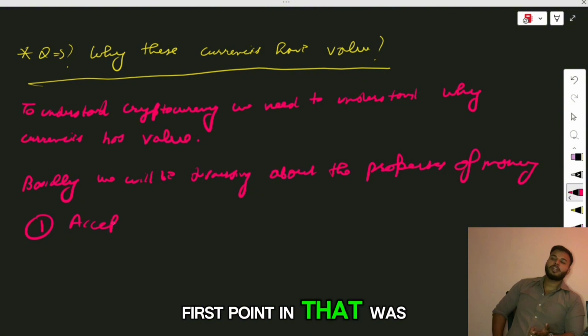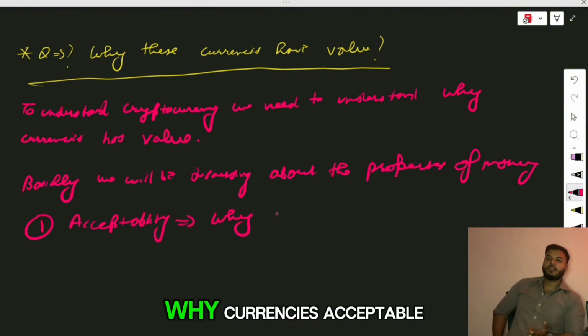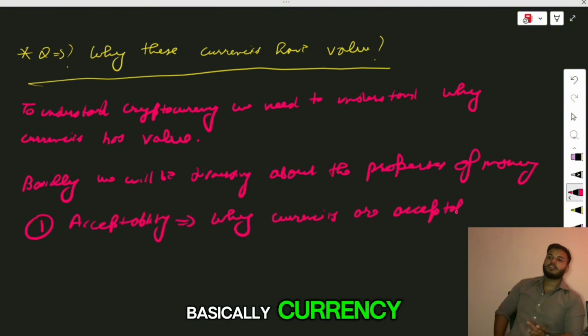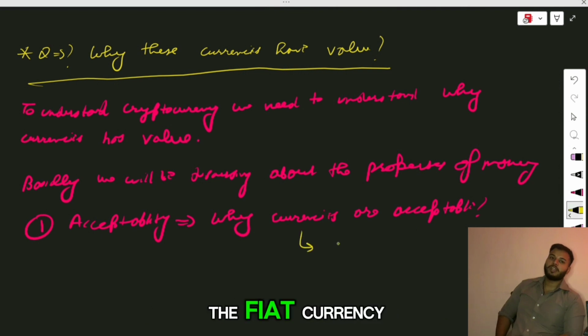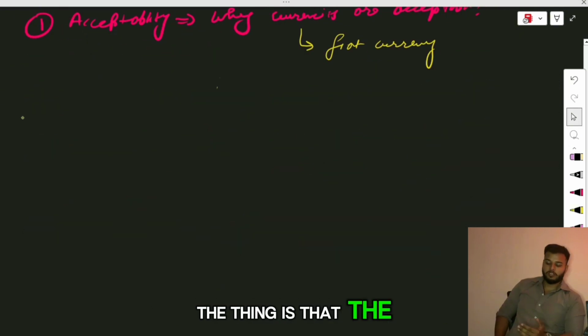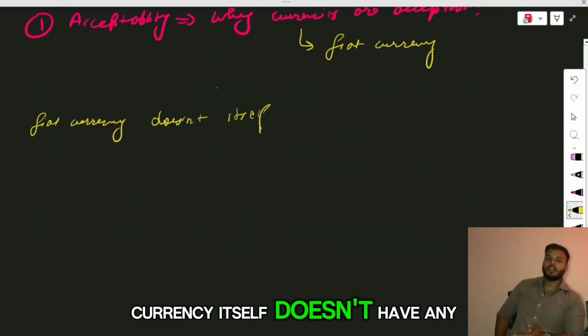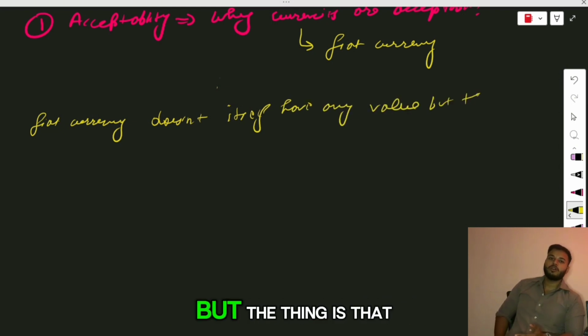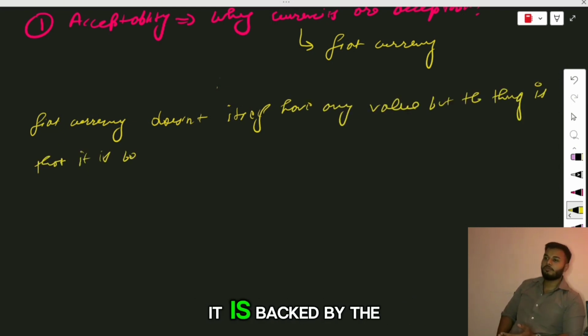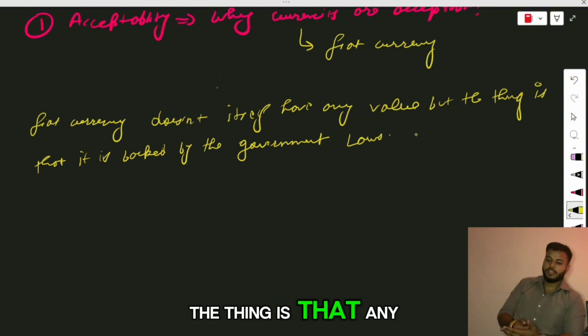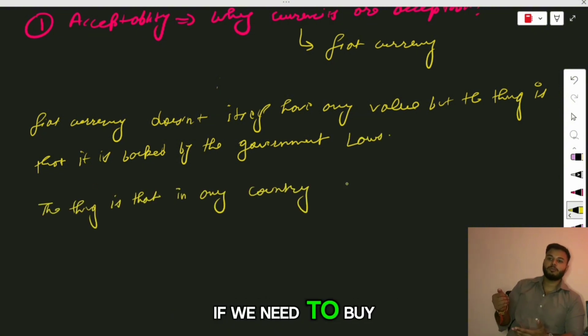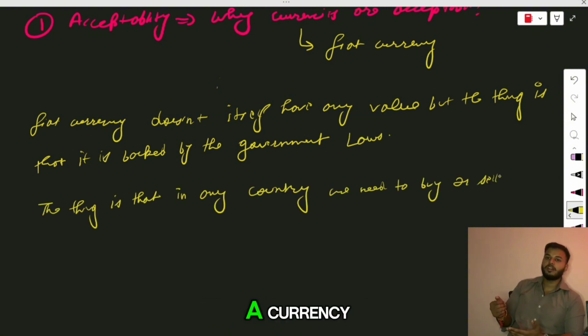The first point in that was acceptability. Why is currency acceptable? Currently we are referring to fiat currency. The thing is that fiat currency itself doesn't have any inherent value, but it is backed by government laws. In any country, if we need to buy or sell something, we need a currency.